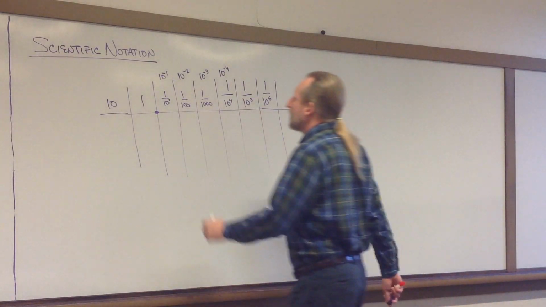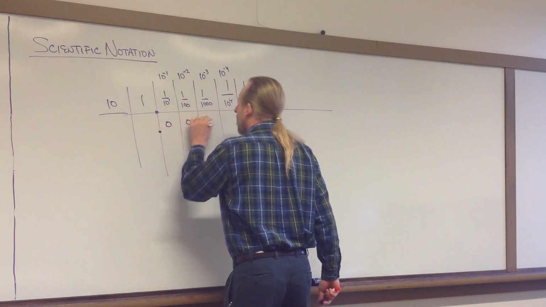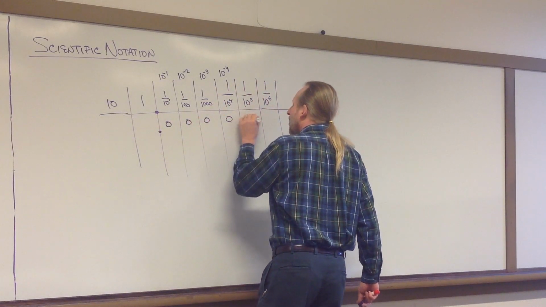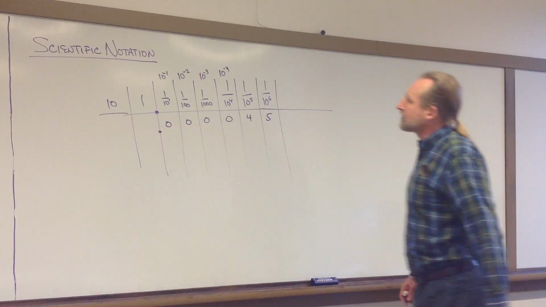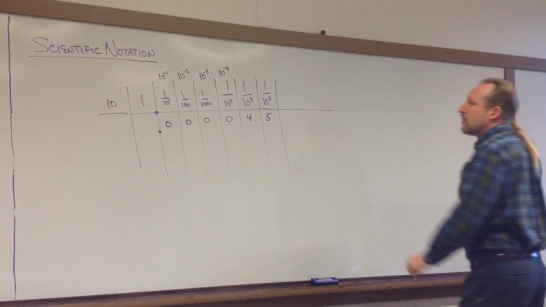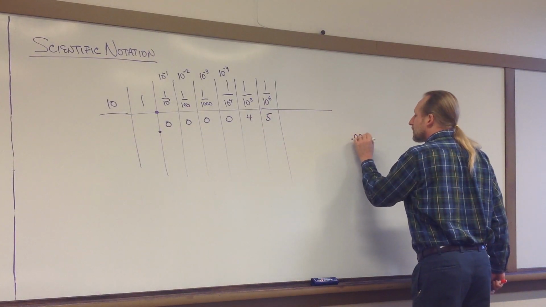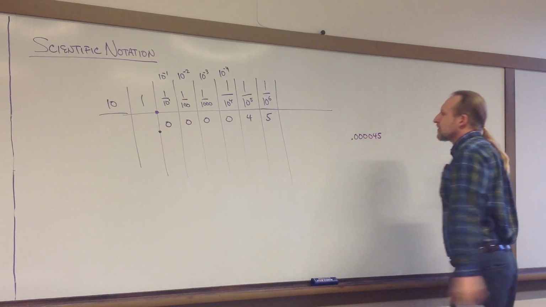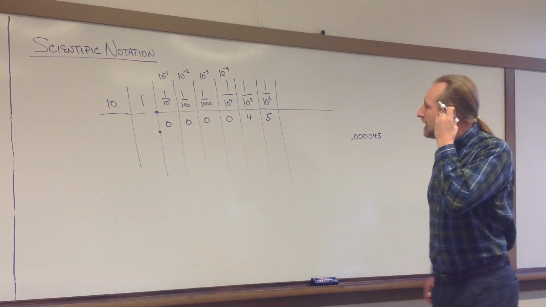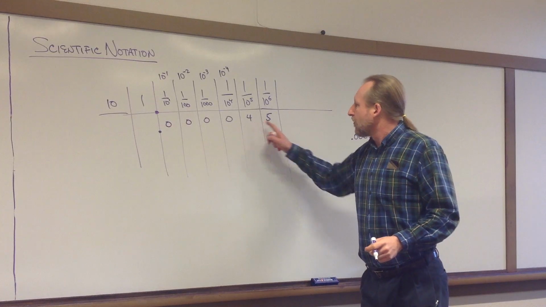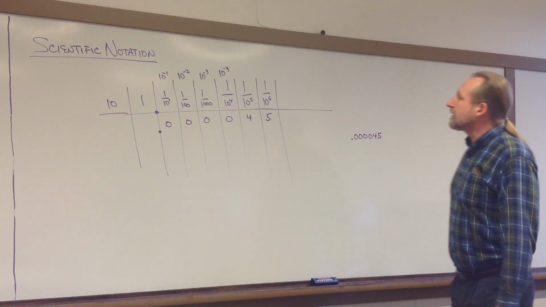So if we had a number, let's say, something like this, okay? So we've got 4 zeros, and then this 45. So if we wanted to read this, you know, this is 45 millionths. You can think of it that way.